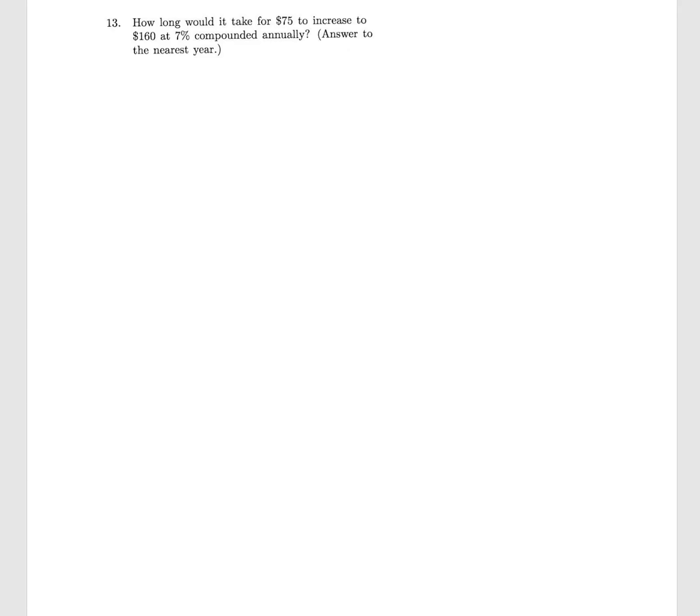Question 13 asks, how long would it take for $75 to increase to $160 at 7% compounded annually? And asks us to answer to the nearest year. So for this question, I'm going to use one of the equations that's just taken from your notes, and that's this equation here, where A equals P times (1 plus i) to the power of n.